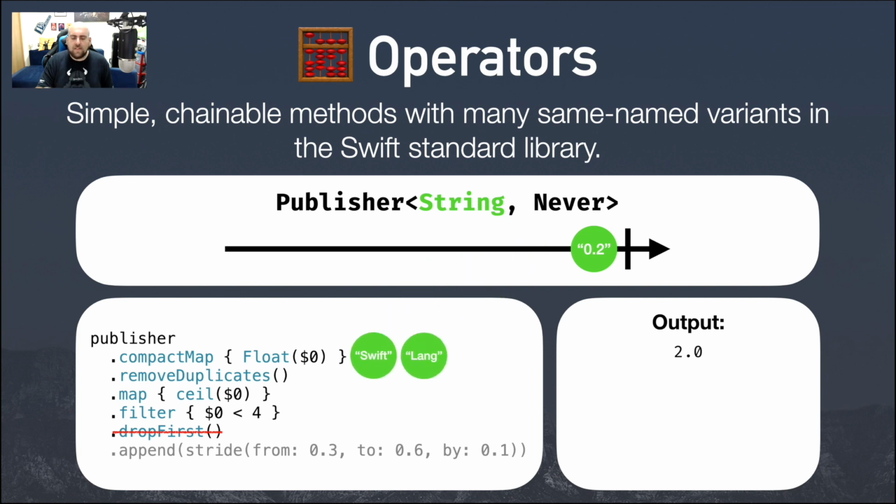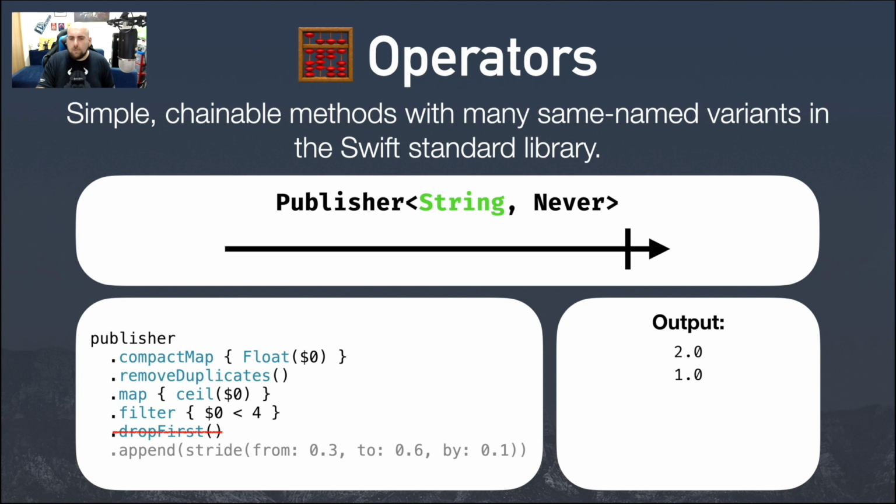Then we get Swift and Lang. Both of them are strings. We can't convert strings to floats, so these will both become nil and be dropped by the compactMap operator. And finally, we have 0.2. It is not a duplicate of 2. We round it up to 1, and it is smaller than 4, so it goes straight to our output.